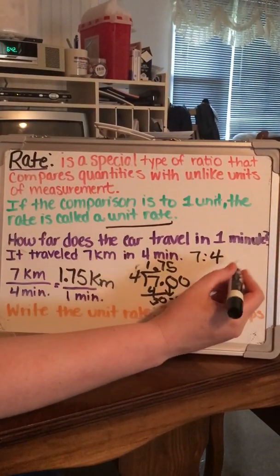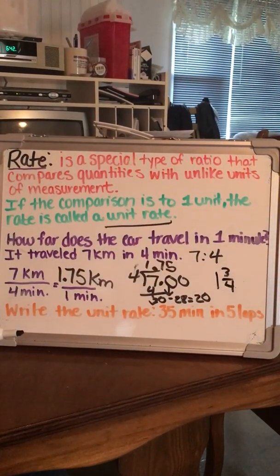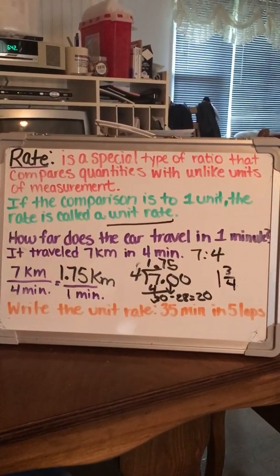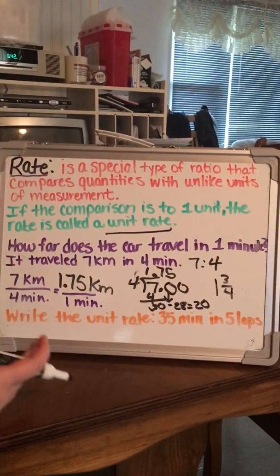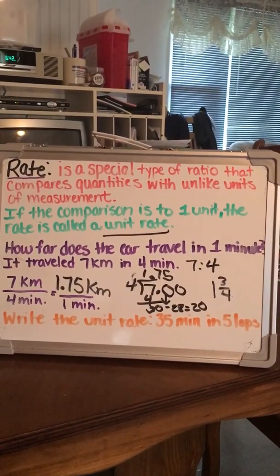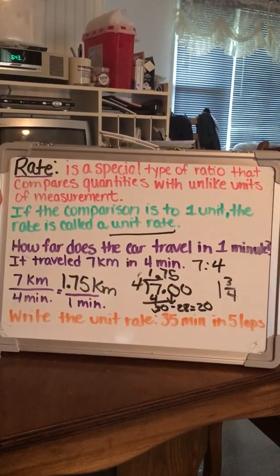Some of you would have known that 1 3/4 equals 1.75. Some of you might have to annex those zeros to find that answer. And we've done that in previous lessons, so you should know how to do that. But if you're confused on that, make sure you're reaching out to me so you can understand it better.